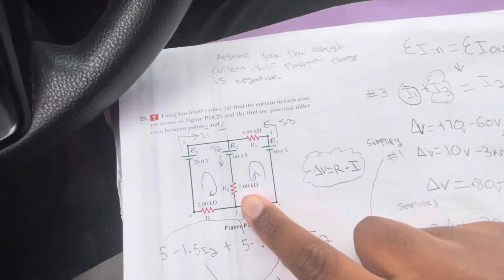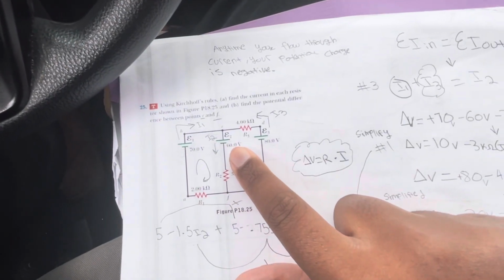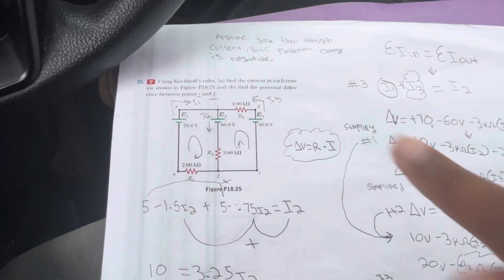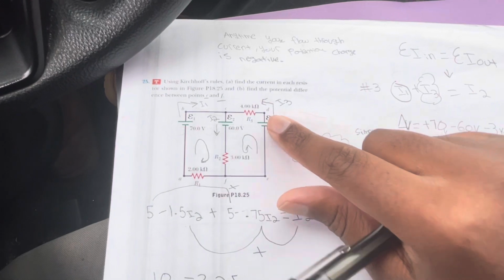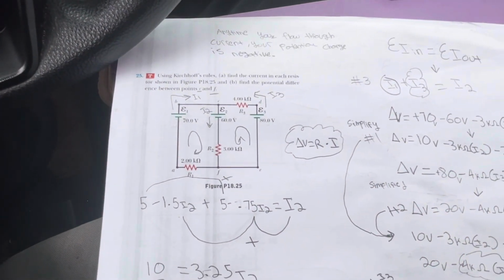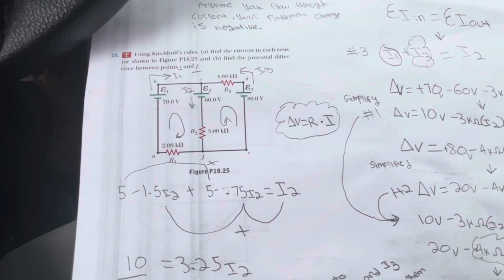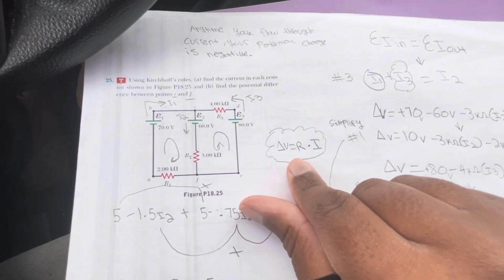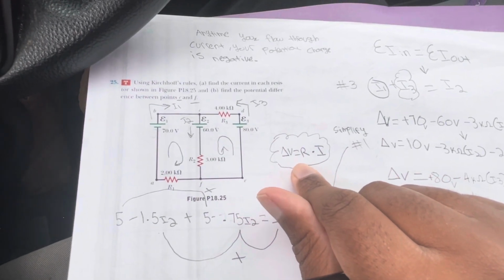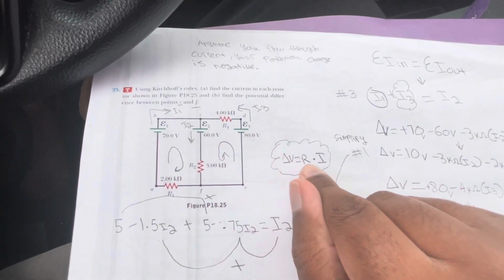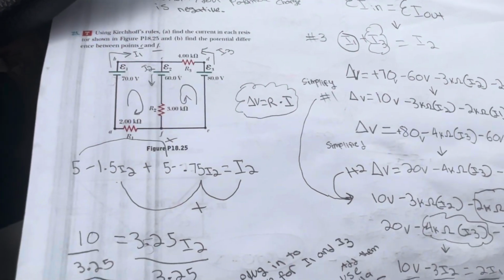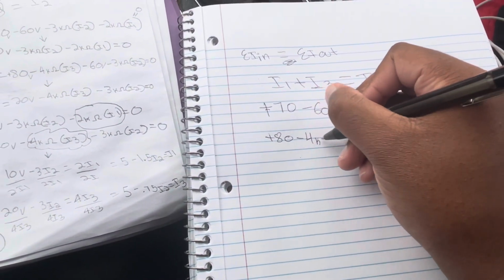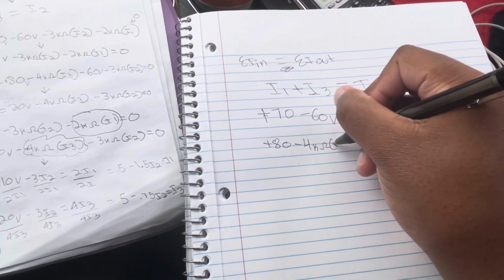Now we're going to do the right side. So we're going to start at 80. 80 is going from negative to positive, so it's going to be plus 80. Our current is I3, so 4 times I3. So minus 4 times I3. Minus 4 kilo ohms I3.